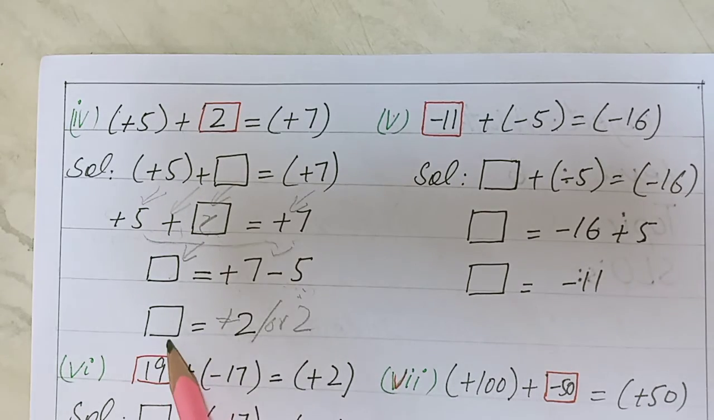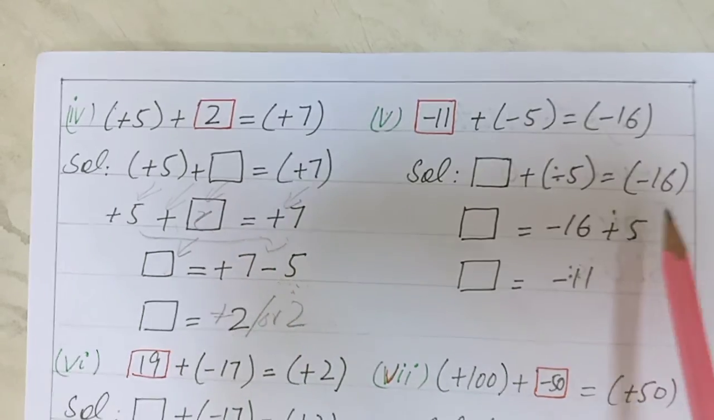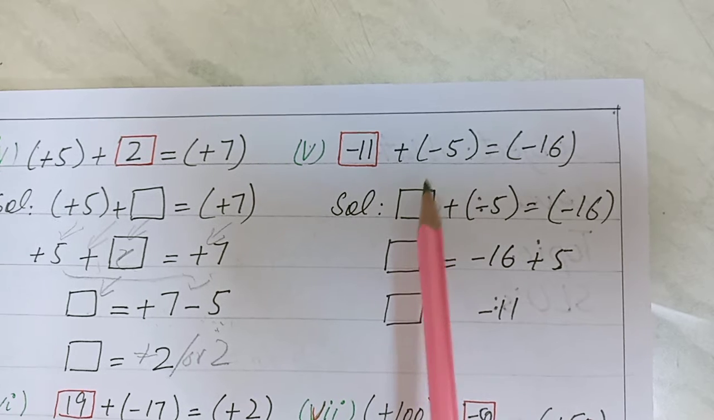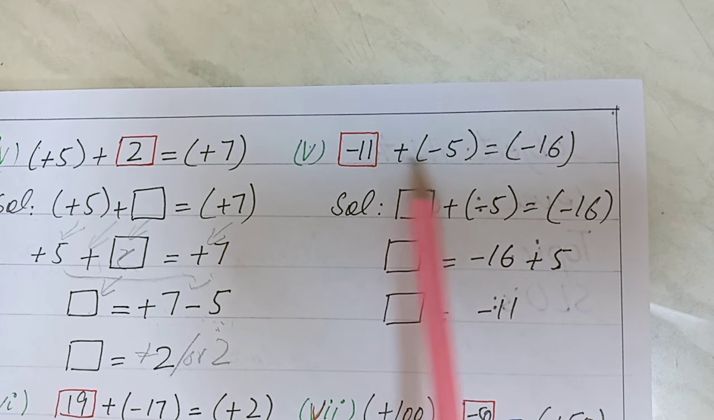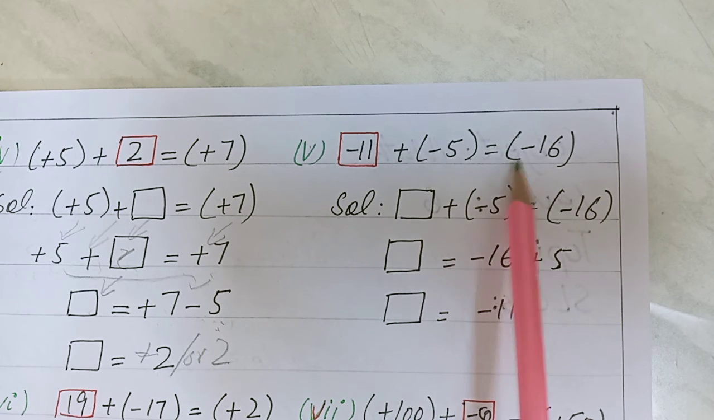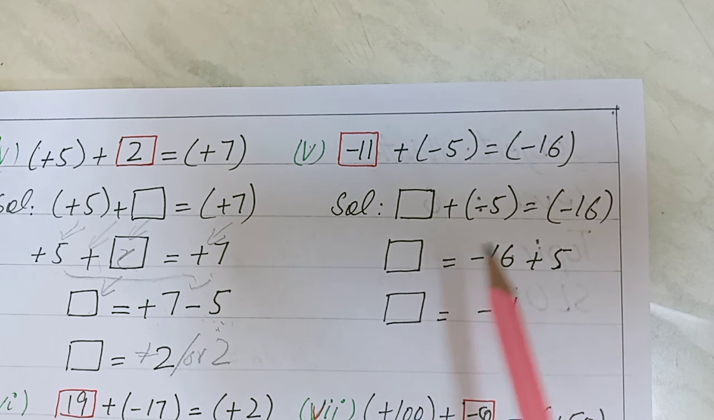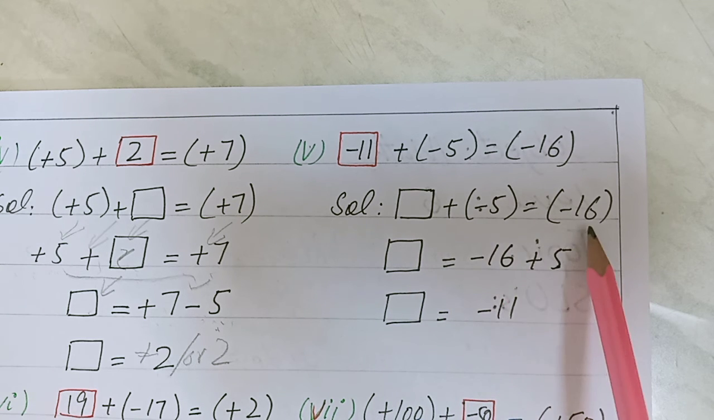So the value of box is 2. Next is part number 5. Empty box plus into minus 5 is equal to into 16. Write the question again and open the brackets. We can solve it directly.